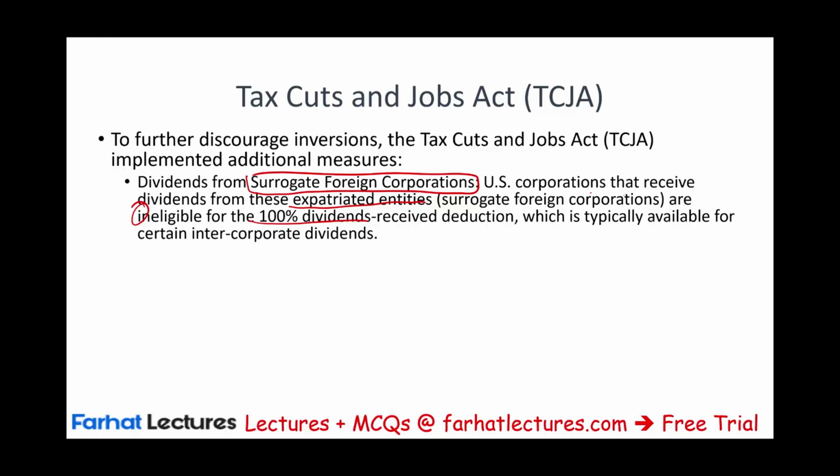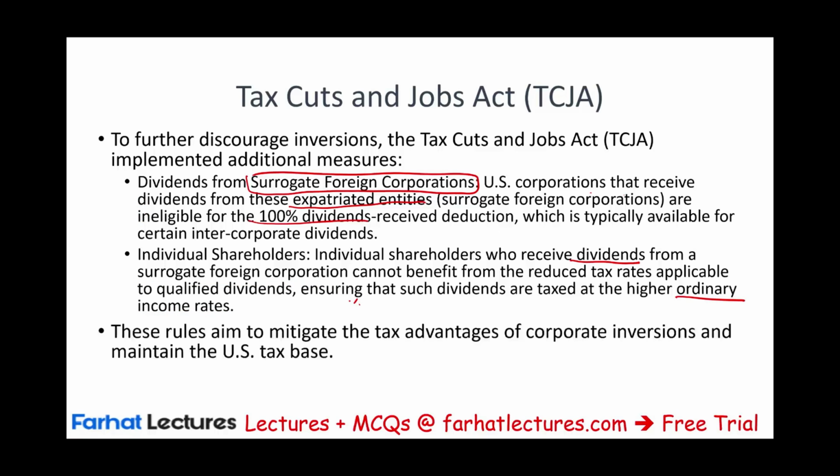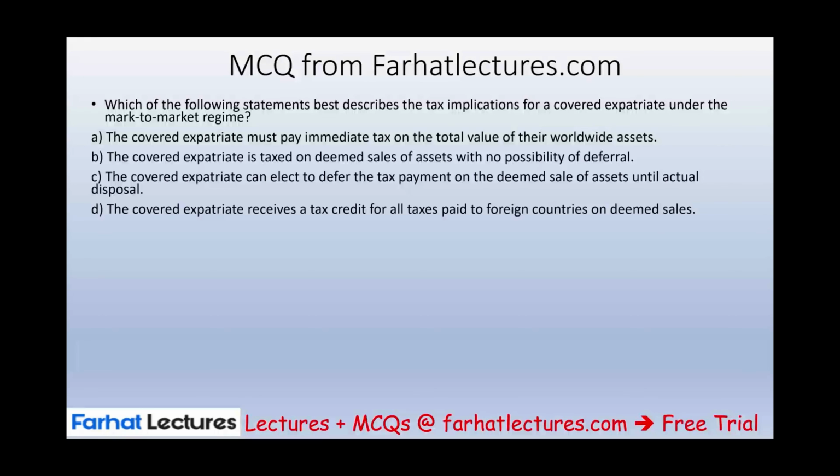Also, for an individual shareholder who receives a dividend from those surrogate foreign corporations, usually when you receive a dividend, it's a qualified capital gain. Guess what? If it's a surrogate foreign company, we're going to tax this dividend at the higher ordinary rate. Remember, the highest rate for capital gain or qualified dividend is 20%. An individual rate could be up to 35%. So therefore, we'll tax you at the higher rate. Again, what are we trying to do here? The U.S. government is trying to mitigate, reduce, and discourage companies from doing an inversion.